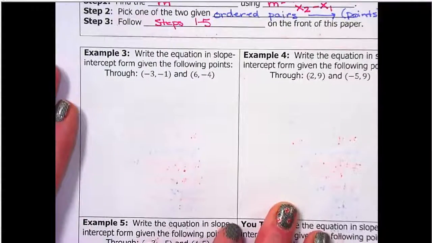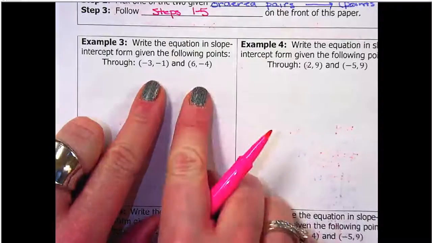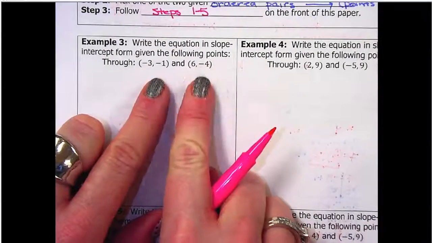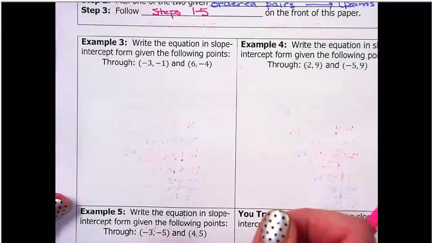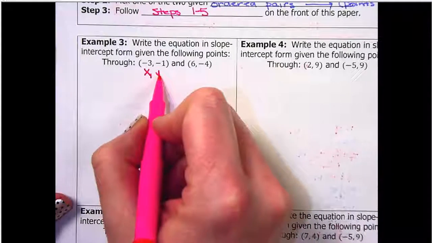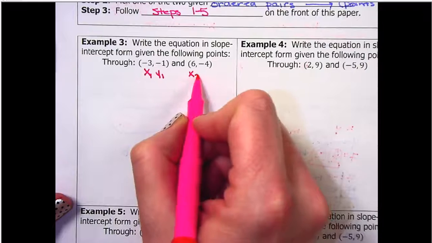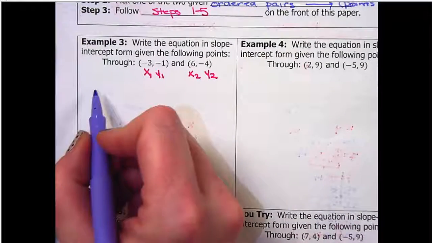So looking at example 3, write the equation in slope-intercept form given the following points. So these 2 points lie on the line that we're trying to write an equation for. I'm going to have to use the slope formula right away, so I'm going to label these points x1, y1, and x2, y2. So I can use them in the slope formula.